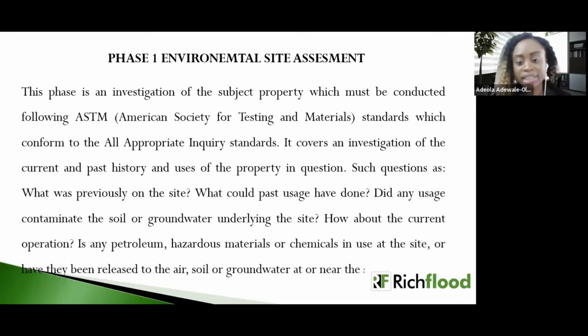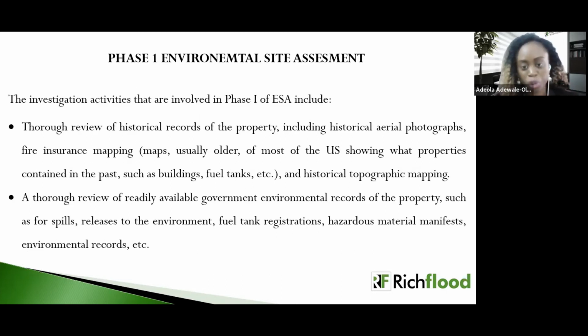Now, there are some activities involved in phase one of environmental site assessment. I've talked a lot already about the historical record of the property. So the first thing is a thorough review of historical records of the property, including historical aerial photographs, fire insurance mapping, whatever information you are able to get on the property, and also a thorough review of the readily available government environmental records, such as those that may be available from the Federal Ministry of Environment or the NOSDRA or what have you. Any agency could make any of this information available.